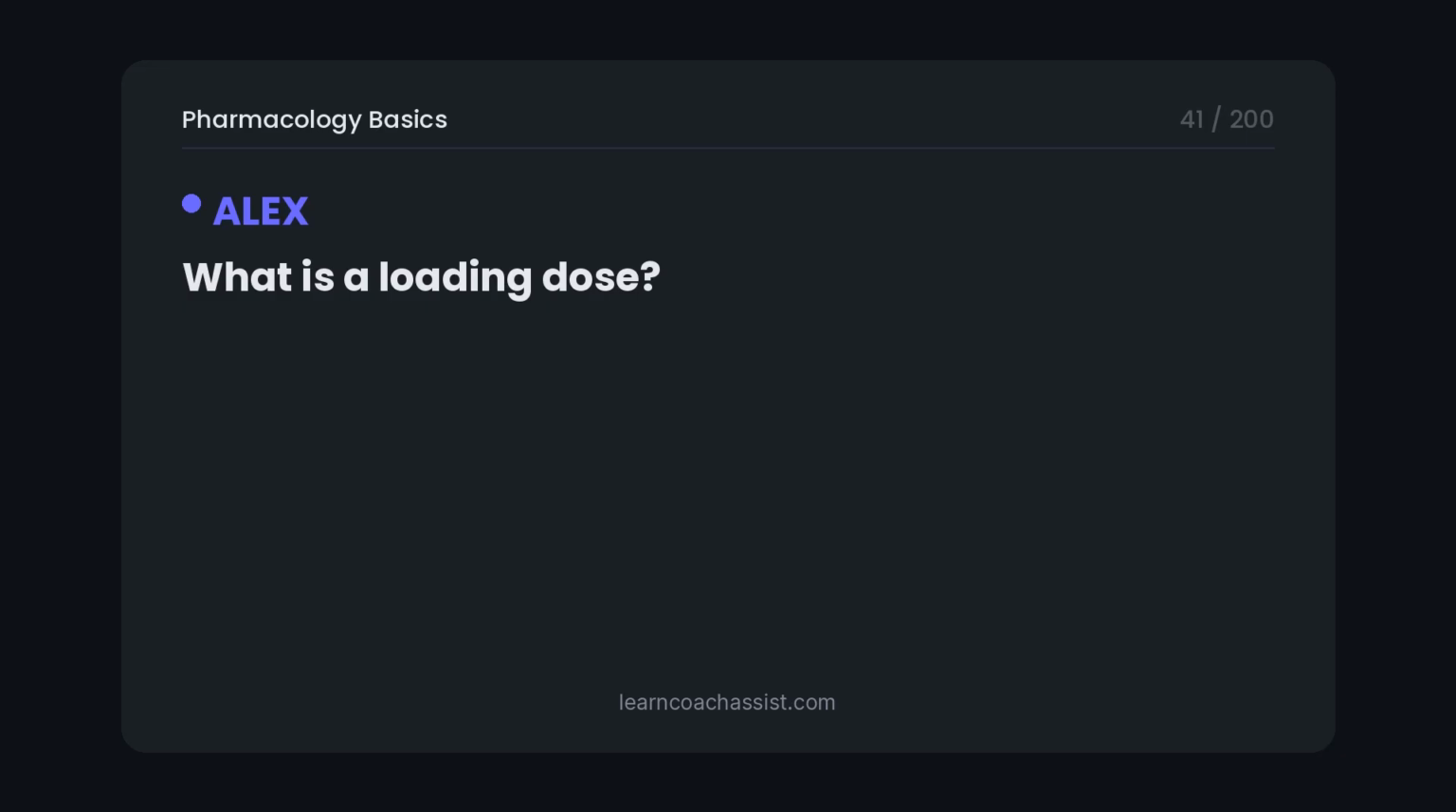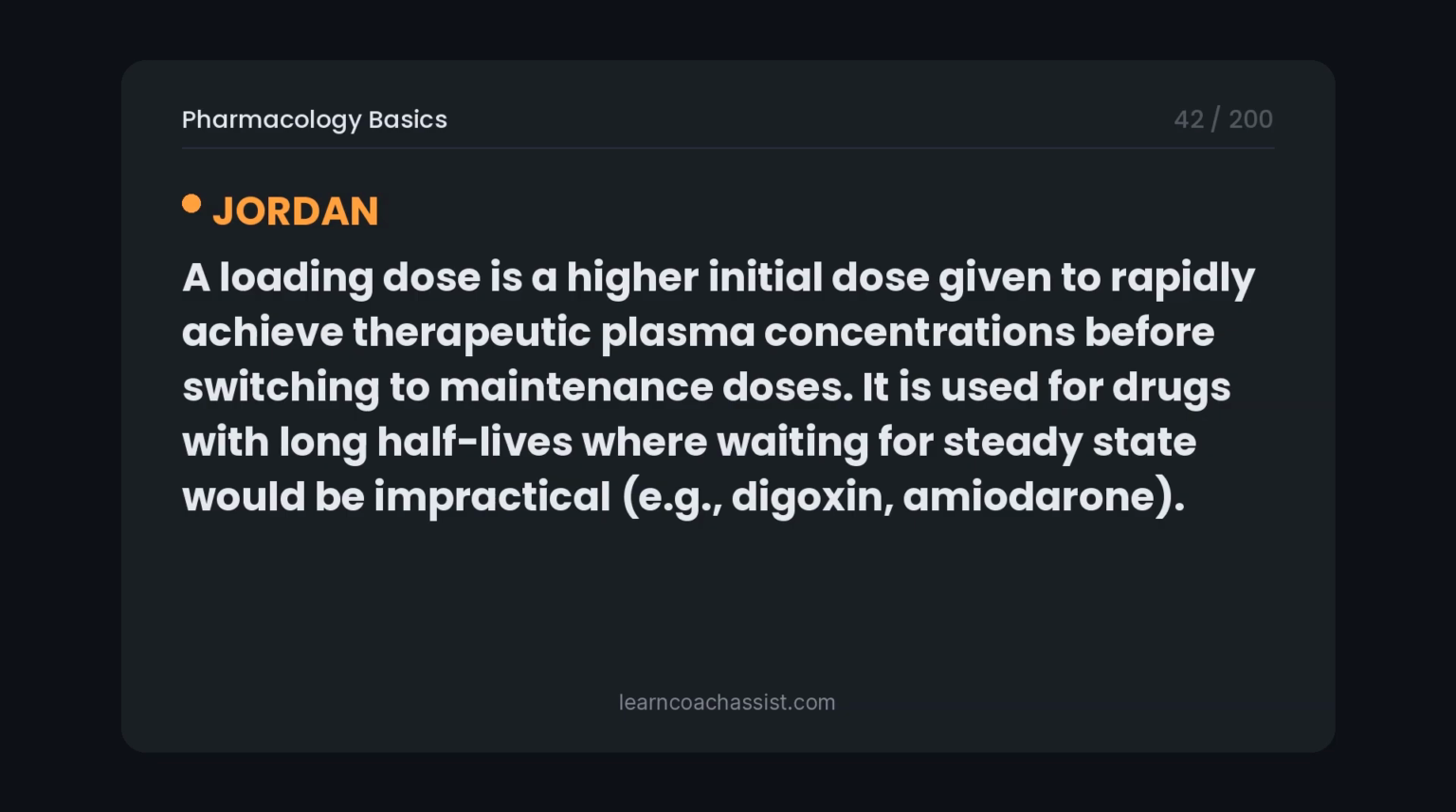What is a loading dose? A loading dose is a higher initial dose given to rapidly achieve therapeutic plasma concentrations before switching to maintenance doses. It is used for drugs with long half-lives where waiting for steady state would be impractical, e.g., digoxin, amiodarone.